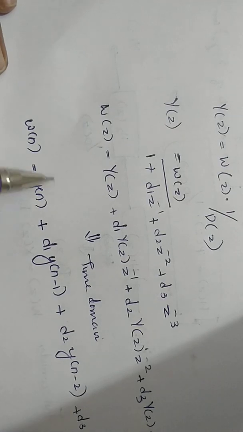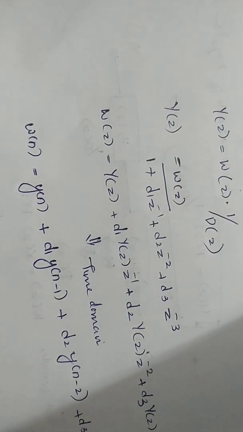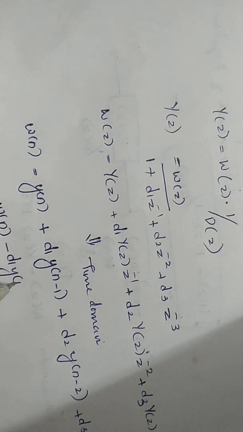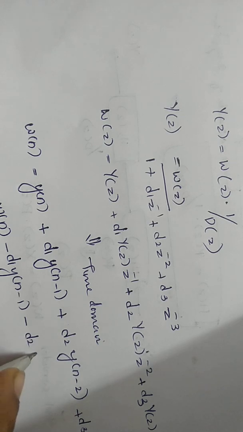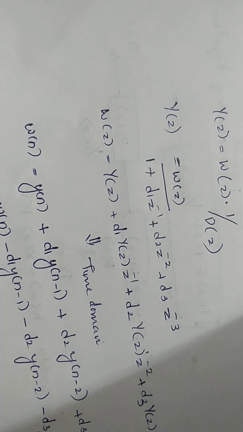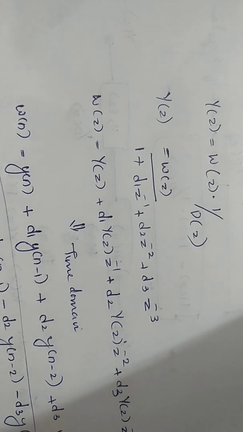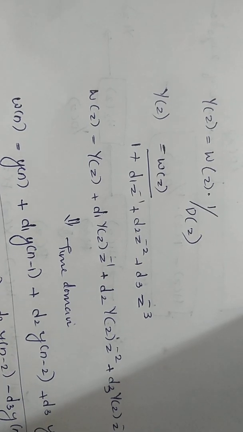Okay, here the output equation is y of n. So y of n, I am taking it in the left hand side, which is equal to w of n minus d1 y of n minus 1 minus d2 y of n minus 2 minus d3 y of n minus 3. Okay, I am going to draw the structure of this equation, equation number 2.